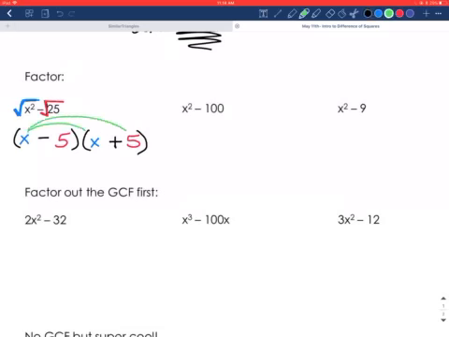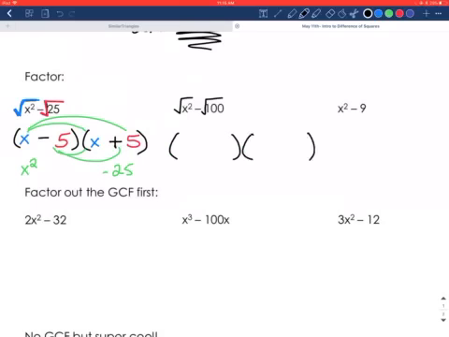When you FOIL this back out, which we learned last week, that will give you x squared plus 5x, and then minus 5x minus 25. If you notice, these two middle terms, a positive 5x and a negative 5x, will cancel out. So you're just left with x squared minus 25, which is just like what we started out with. You don't have to FOIL at the end, but that's just checking your answer and proving that it is correct.